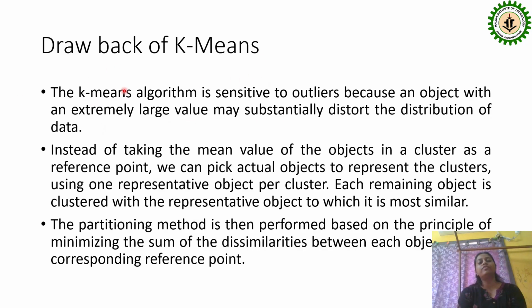Now, what is the main drawback of K-means clustering? The K-means algorithm is very sensitive to outliers, as we depend on the mean value. If a point is an outlier, that means it is beyond the range, and so the mean value calculated would be skewed. Instead of taking the mean value of the objects in a cluster as a reference point, can we pick an actual object to represent the cluster, using one representative object per cluster? Each remaining object is clustered with the representative object to which it is most similar. That's why this is the main problem of K-means: it uses the mean value.